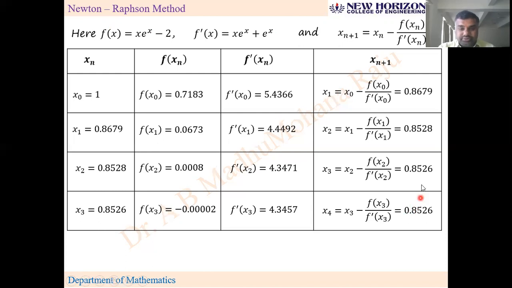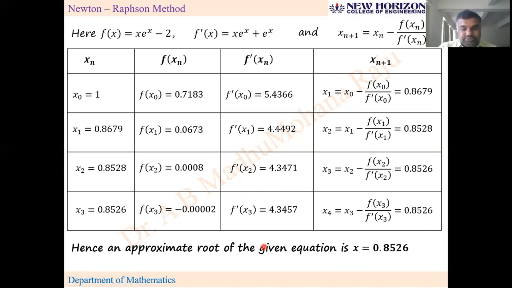See, these two values are equal. Hence, we can stop the iteration process and we can list out an approximate root of the equation as x equal to 0.8526.